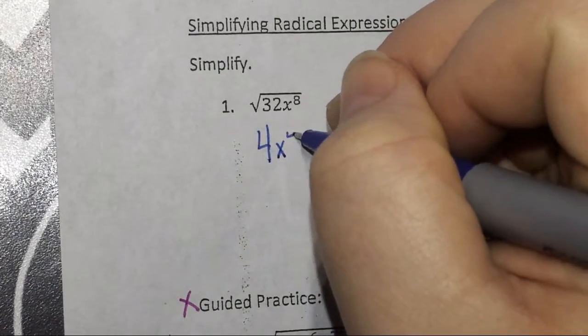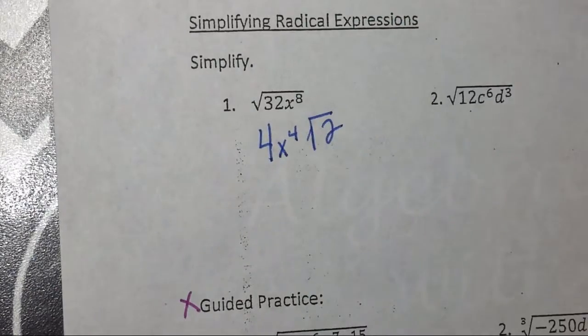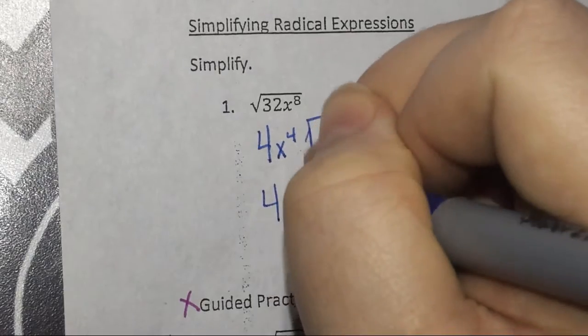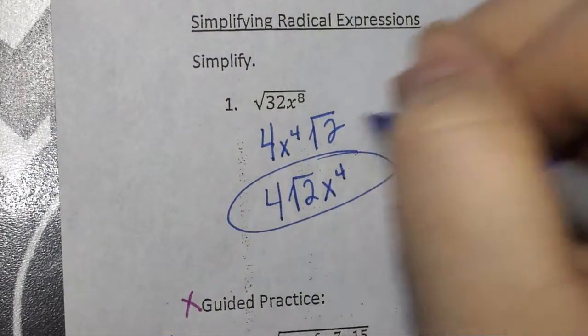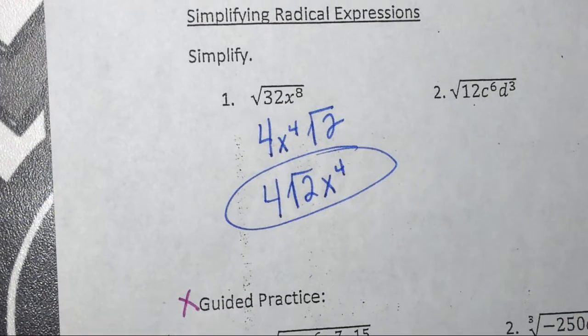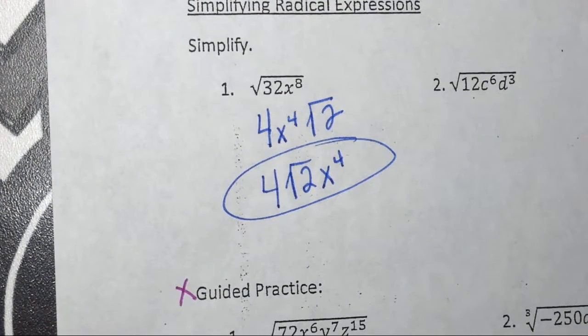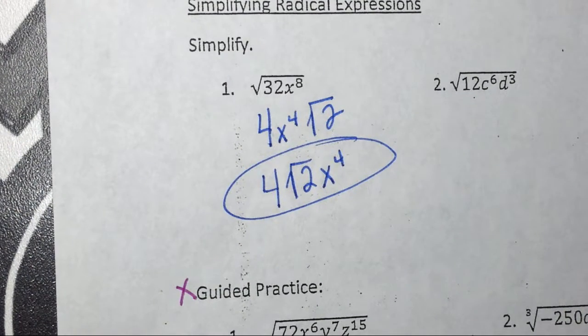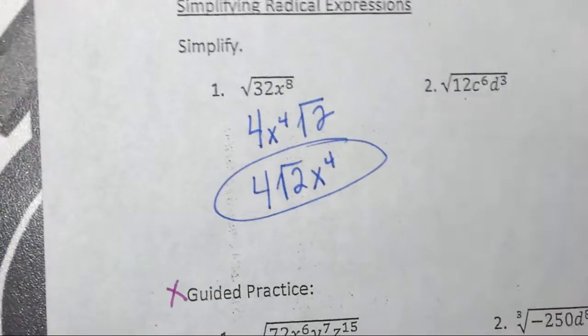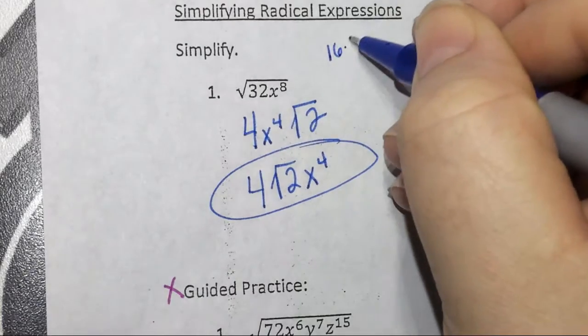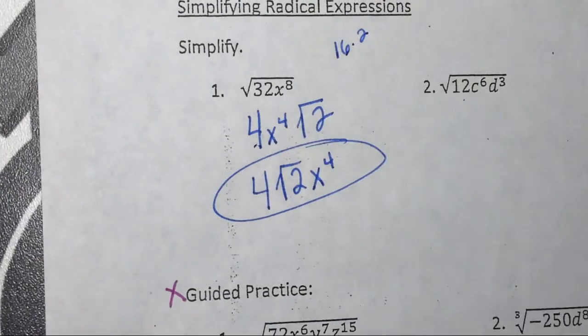X to the 4 square root of 2. Yep. Or he wrote it like this, which is either way. I'm cool with either. And I'm going to give him 2 points for making my life so easy right then. 8 divided by 2 is 4, so the x to the 4th is easy. 32 is 16 times 2. Hey, I know the square root of 16 is 4. That's perfect.